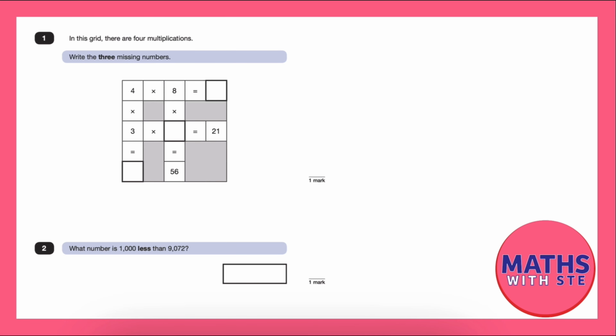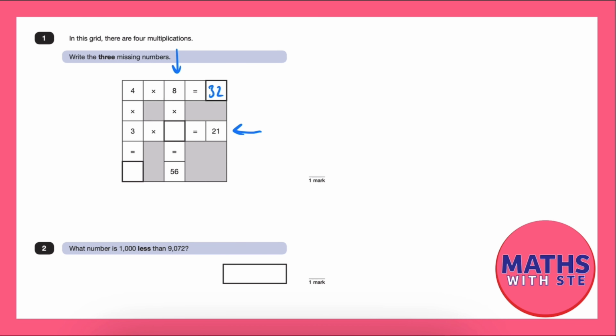Okay, so question 1, it says, in this grid, there are 4 multiplications. Write the 3 missing numbers. Okay, so let's work through this. We've got 4 times 8. Well, we know what 4 times 8 is, don't we? 8, 16, 24, 32. So here I write 32. Now, I can go across here, or I could go down to try and get this one here, and it depends on just whichever one you prefer.